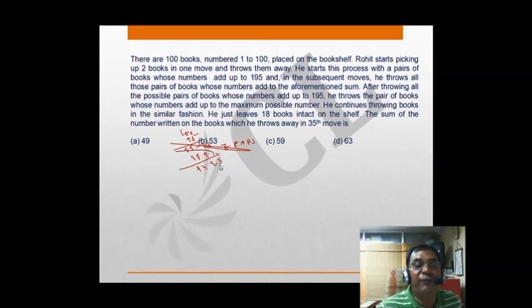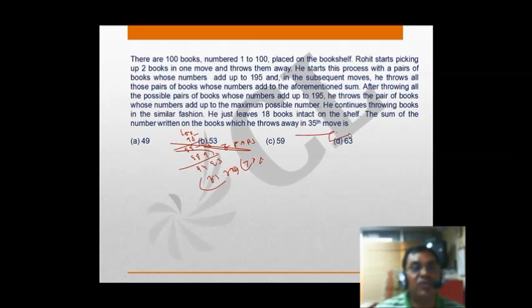Okay, the 35th move. That means 70 books will go, so the last one will be 31, 32, must be the last one because this is the pattern coming, 94, 93. So in the 35th move, he'll be throwing the 69th and 70th, because two in each case. So the 70th number will be 32 and the 69th will be 31. So the total becomes 63. This was a simple question. And why they are saying 18 books, I'm not understanding, but this is the way it has to be done.